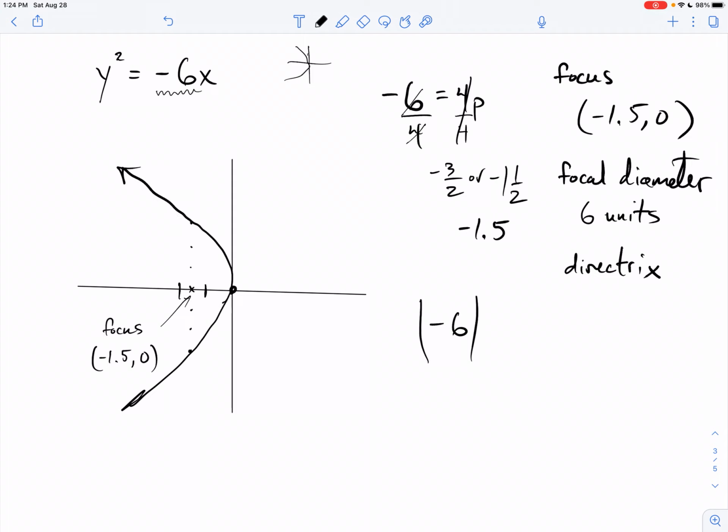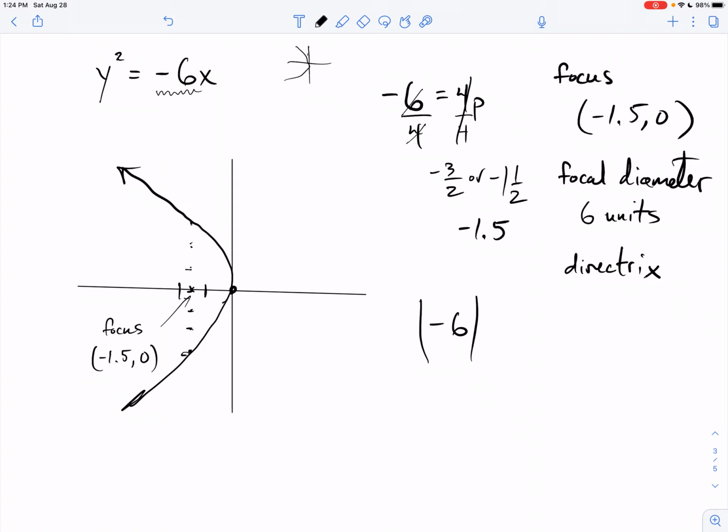Gosh, I'm trying my best to draw, but I get wobbly. Okay, anyway. 6 units is my focal diameter. You can see it right here. 1, 2, 3, 4, 5, 6 total. 6 units. And then directrix.